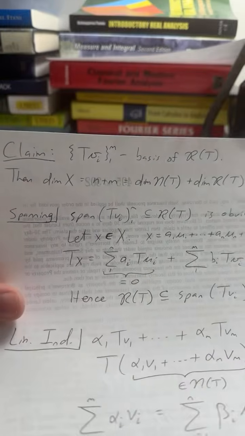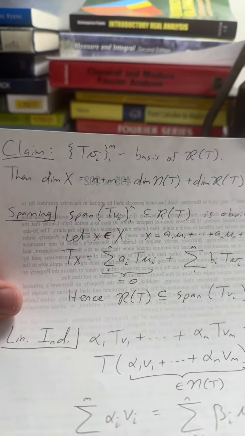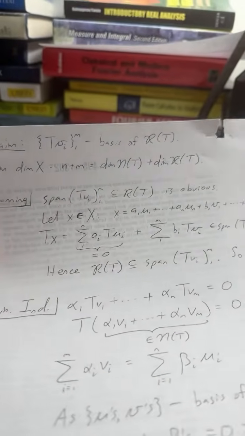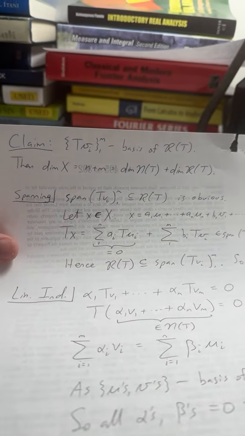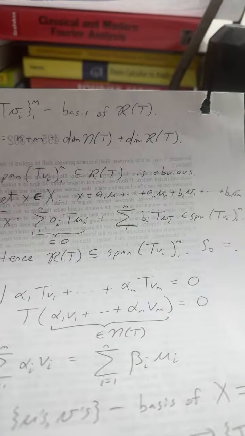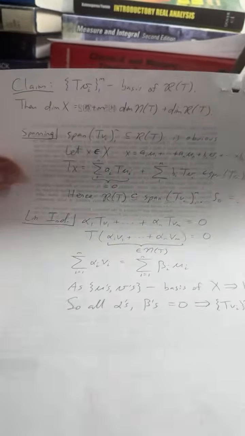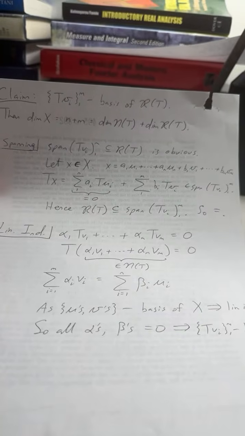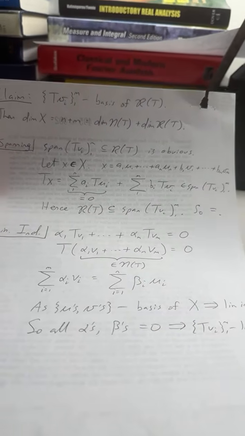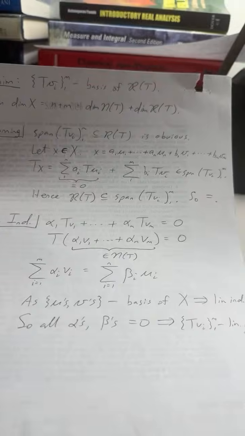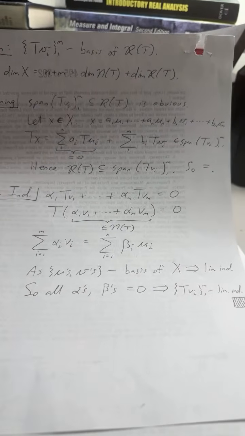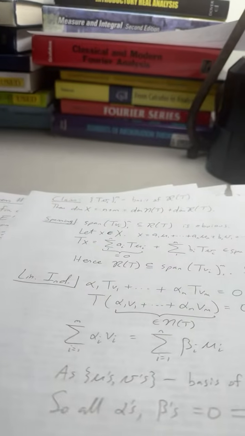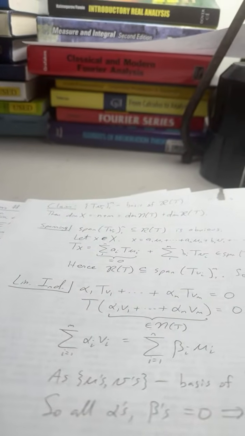And then you make the claim that the set of all T v_i from 1 to m, based on my indexing, is a basis of the range. In which case, you'll get the dimension of X is n plus m, which is that. Okay, so you just have to show that it's a linearly independent spanning set, which, you know, it's not too bad. This theorem is very straightforward. There's nothing crazy here. If you know your linear algebra, this is not going to be a hard theorem to prove. I'm not worried about it.